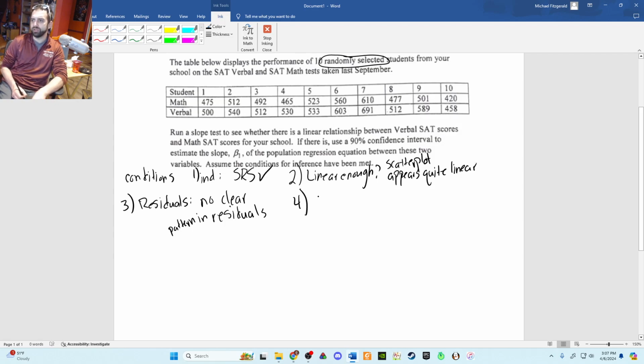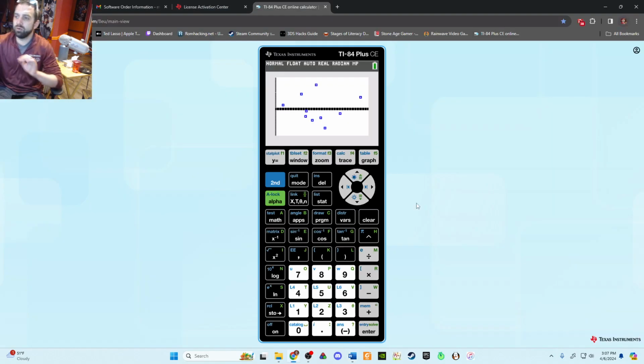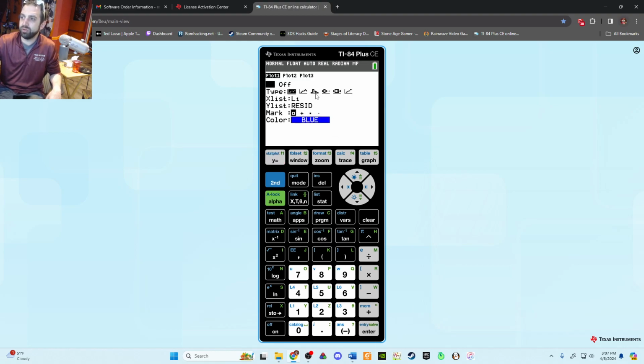And then 4 is that the residual histogram is approximately symmetric or normal. Let's use the term symmetric, or by that I mean bell shape. So let's do that. There's actually two ways you can do that. One of them is going back to your stat plot. I want to make this histogram of the residuals. So I'm going to highlight that guy and just make sure this guy here is residuals, which again is second stat, all the way at the bottom. Let's take a look at that.